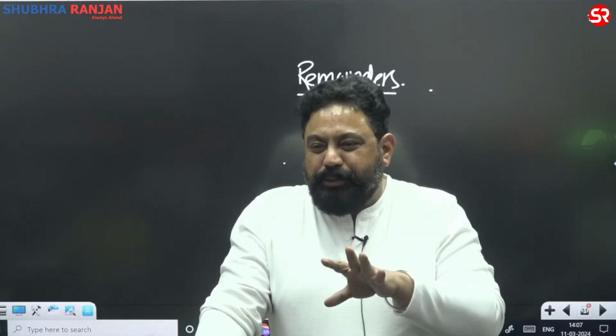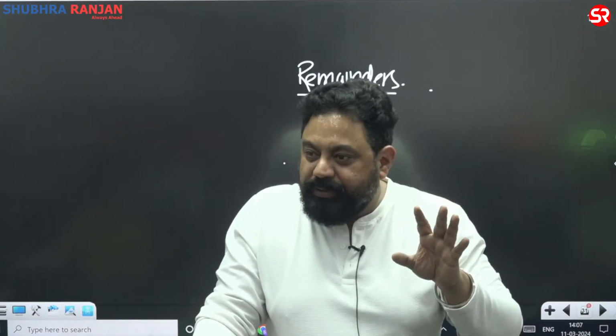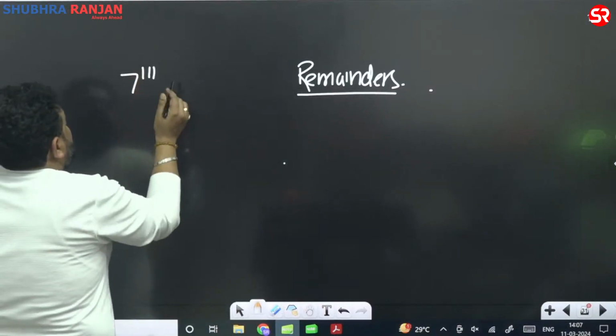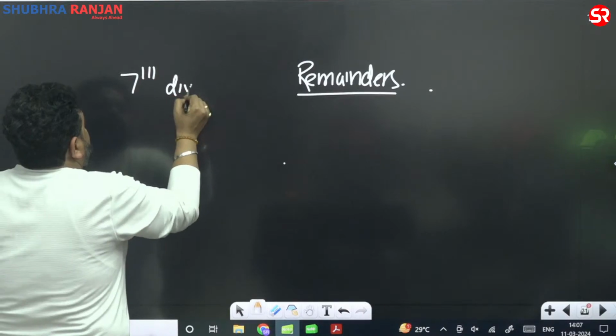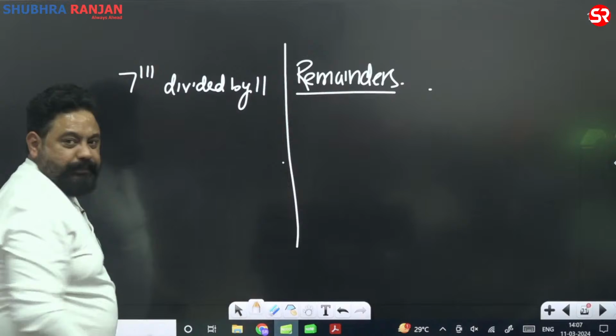But I would do one question where you may have to go beyond 6 steps. Shall we do one more? Ek karte hain, right? So I say 7 to the power 111 divided by 11. Let's see.